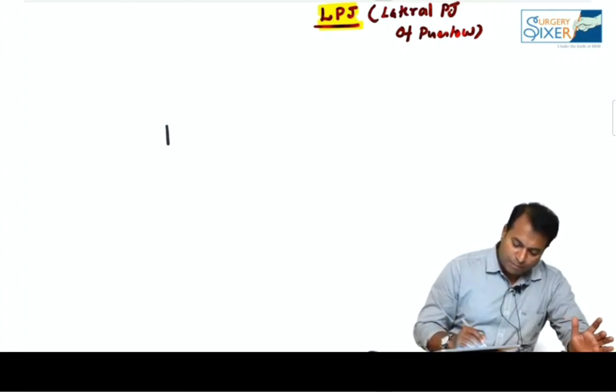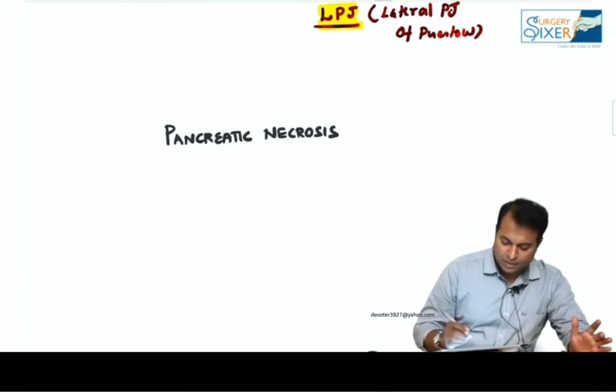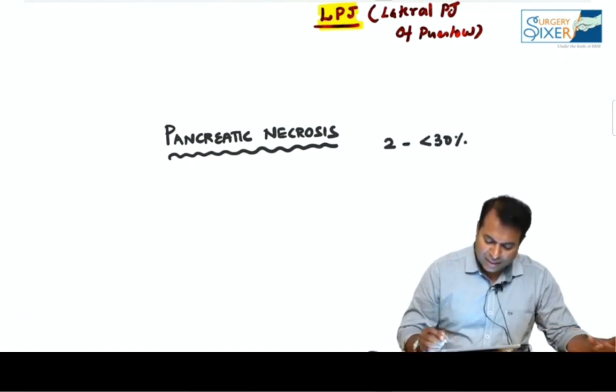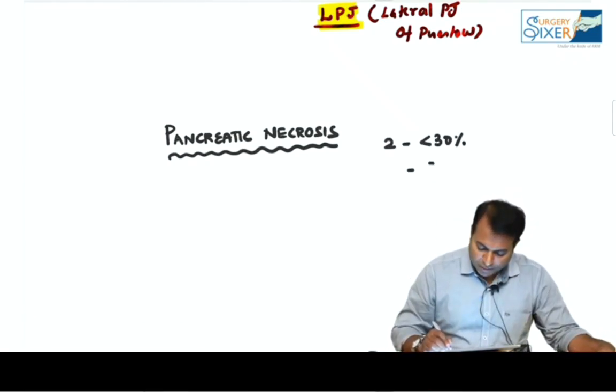And the next complication, very important for AIIMS level exams, is pancreatic necrosis. High yield topic for your exams. Pancreatic necrosis. What do you mean by necrosis? In CT severity index, I told you 2 points is given when there is less than 30% necrosis. How many points will I give for 30 to 50% necrosis? 4 points is given. 6 points is given if there is more than 50% necrosis.